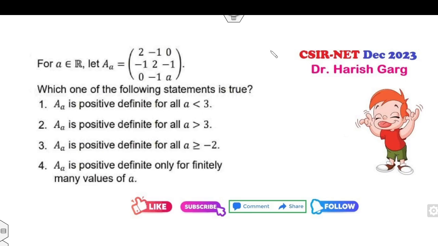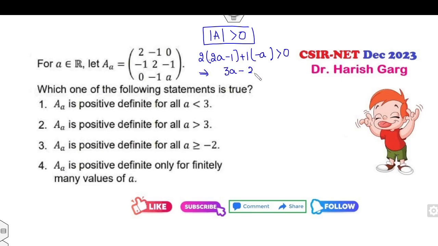Which of the following is positive definite? What is the condition for positive definite? The determinant should be greater than 0. Can you find the determinant? 2a minus 1 minus a, 0 must be greater than 0. So that will be 4a minus a, 3a minus 2 greater than 0. A will be greater than 2 by 3. Now, is A positive definite for all a less than 3, a belonging to R?